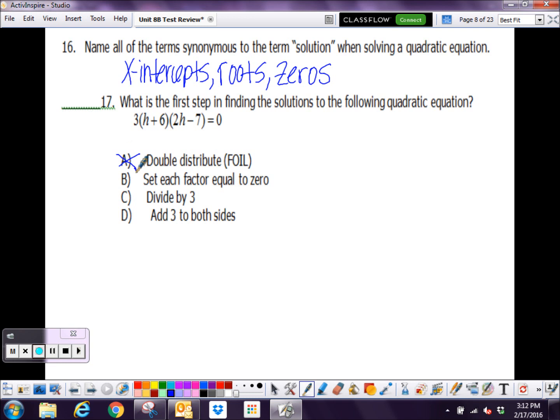Let's go down to C. Divide by 3. No, that is one of our factors. It's like this has already been factored for you. You just need to find the solutions. And then add 3 to both sides. No. What you need to do, this has already been factored, so now you would set each factor equal to 0.